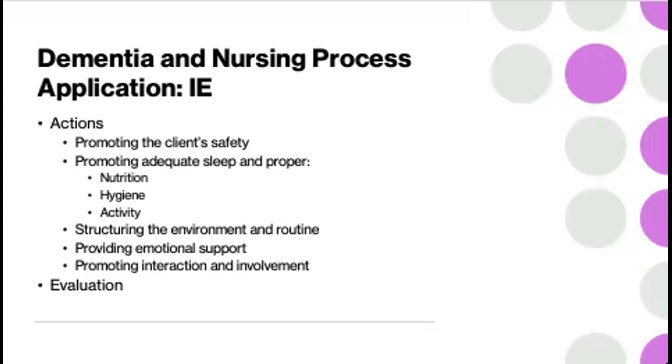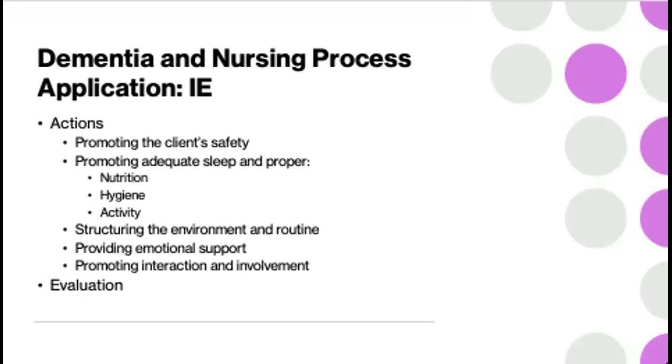We want to make sure that we have a structured environment. These guys will thrive better without change. So we really want to make sure that the family offers them a regular routine and habits rather than trying to change things up and impose new ones. We want to make sure that we offer emotional support. We want to be kind. We want to be respectful, calm, pay attention to the client's needs. Again, caution with supportive touch.